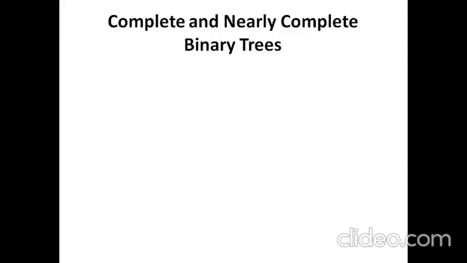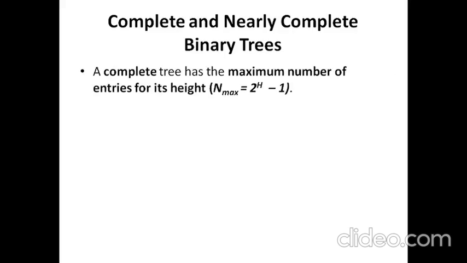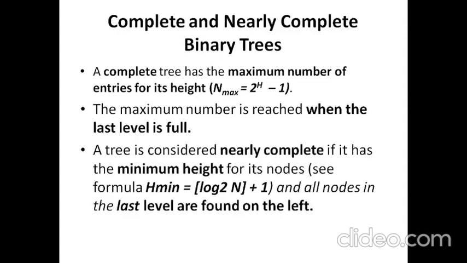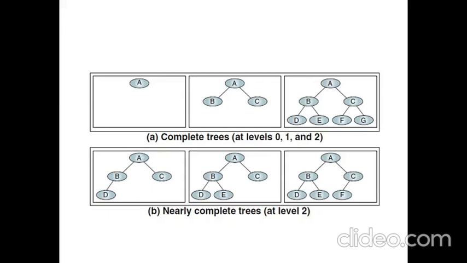The next type of tree is called complete and nearly complete binary tree. A complete tree has the maximum number of entries for its height. In other words, n max equals 2 power h minus 1. So it has complete nodes. The maximum number is reached when the last level is also full. A tree is considered nearly complete, on the other hand, if it has the minimum height for its nodes, which is the formula we have already come across, and all nodes in the last level are found on the left. We'll see the example to understand it.